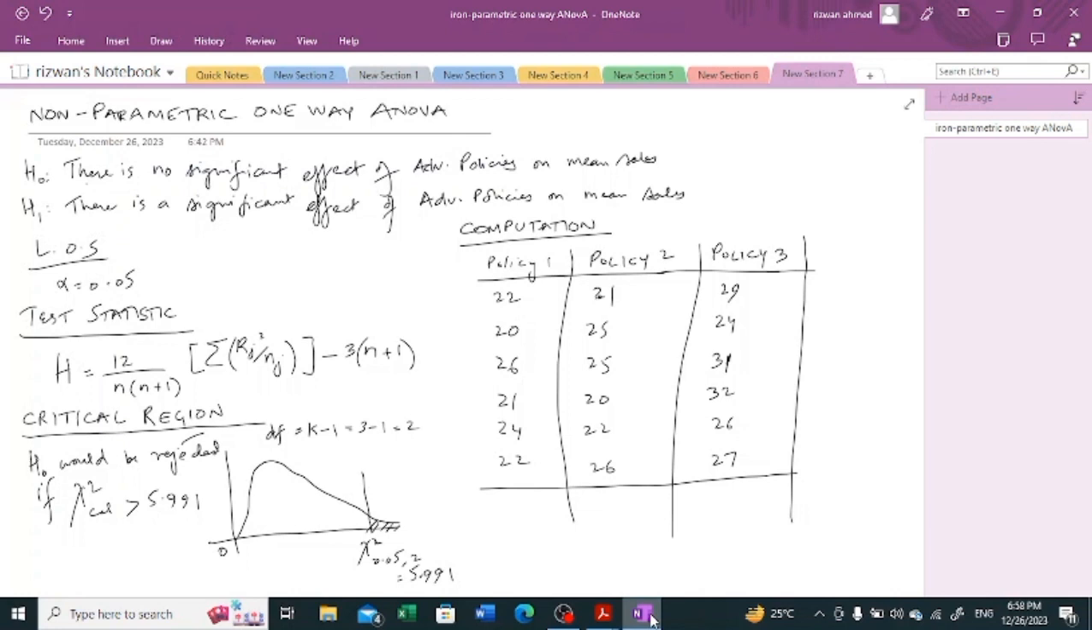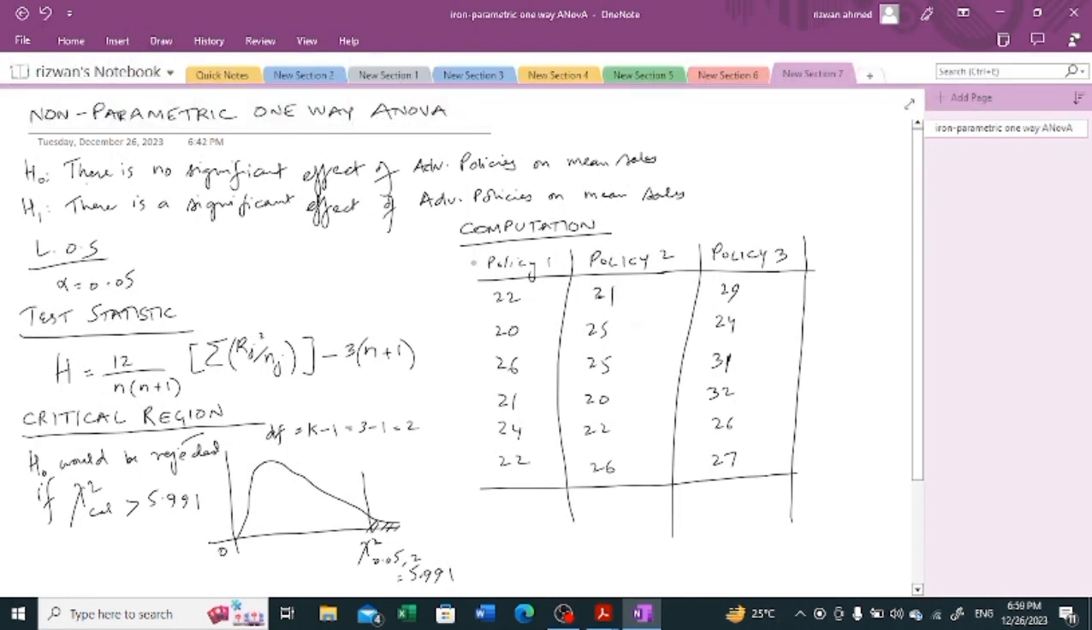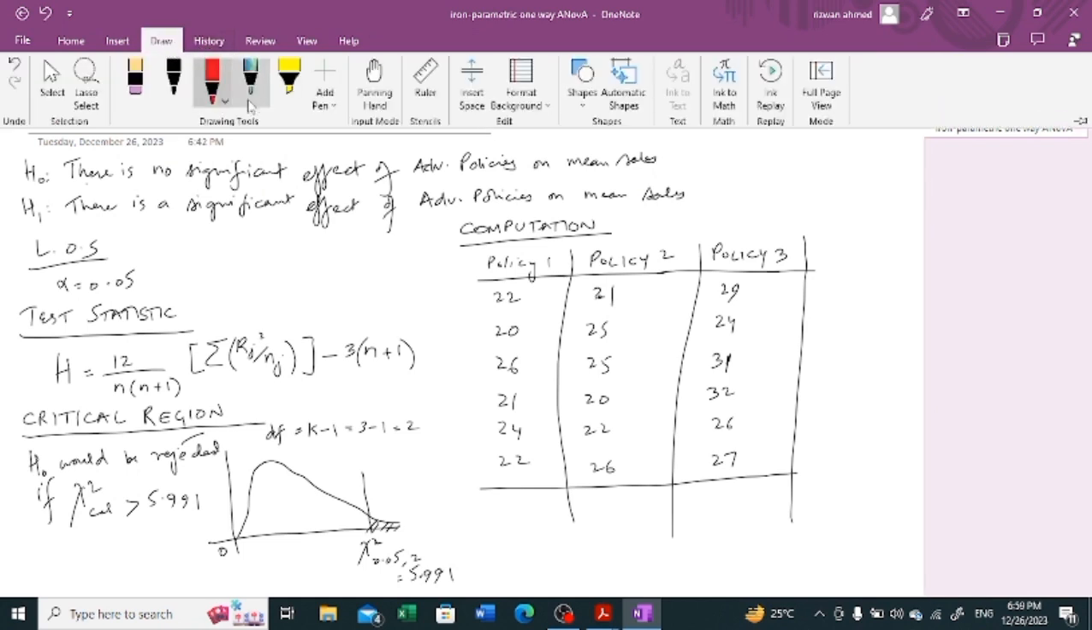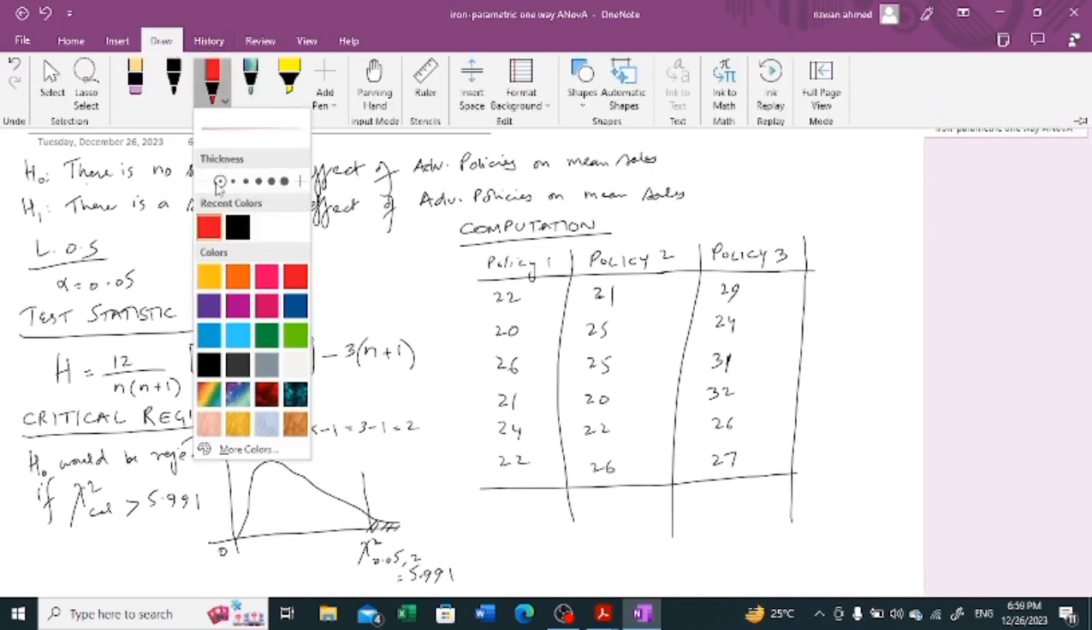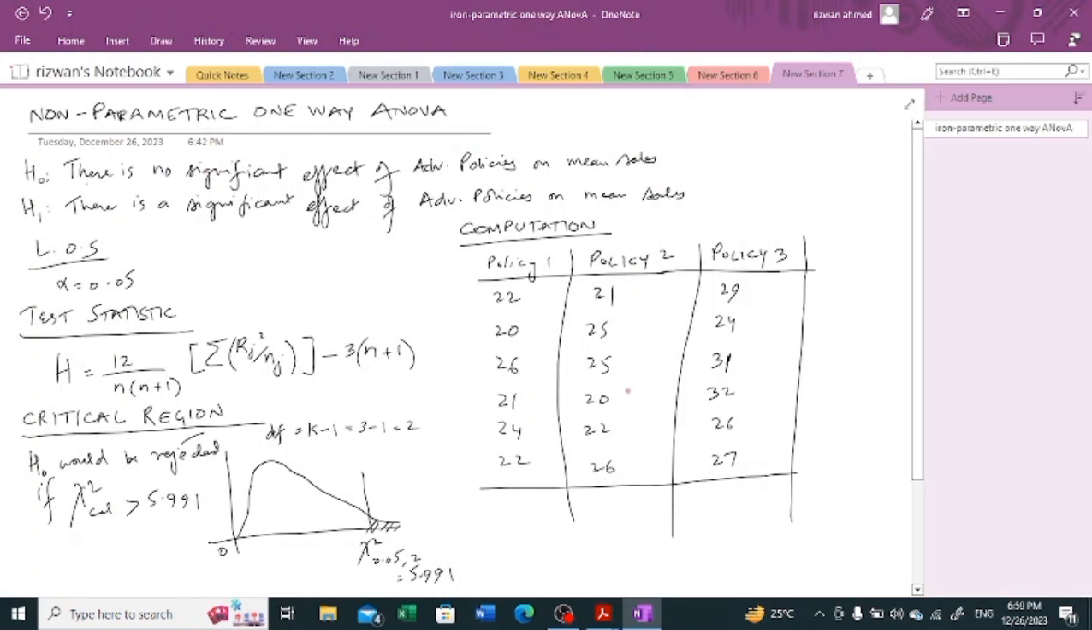Now in the second step, we go for computation, and I have copied a data set already. So we start giving ranks, and for this purpose I'm changing the color of the marker to red. Let me check the thickness of the marker. Yeah, that's fine. Now we start with the least value, and the least value over here is 20. So we mark it across this.